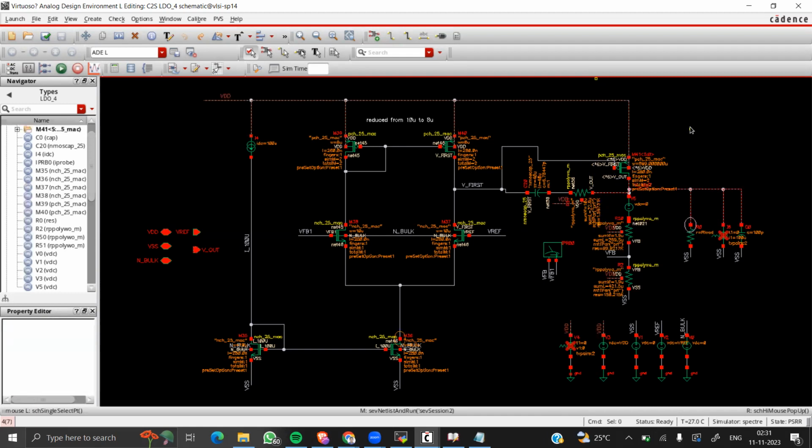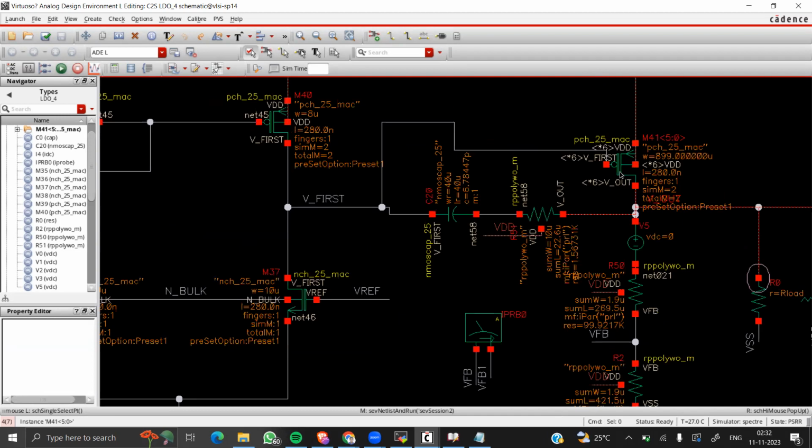So basically, there are two types of LDOs. Both of them are majorly distinguished by the pass transistors. The pass transistor in one of the configurations is an NMOS, and in the other is a PMOS.